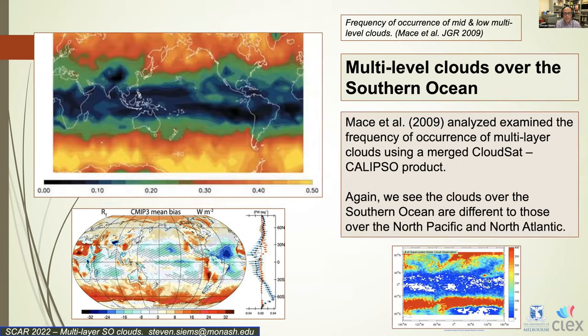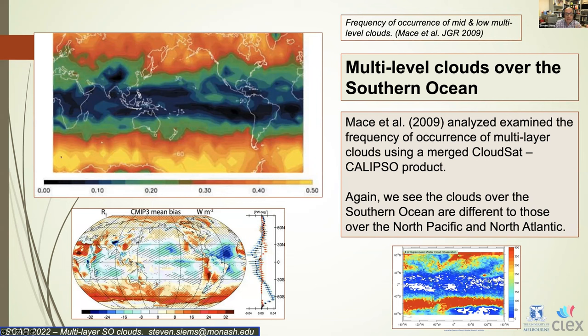We're interested in looking differently at this. We're interested in the cloud macrophysics. We're trying to see how the Southern Ocean is different from the Northern Hemisphere. This is also an image that came out of the A-Train satellites, by Jay Mace in 2009. It's looking at multi-layer cloud structure from its merged CloudSat CALIPSO product, for low and mid-level clouds. This image too suggests that the Southern Ocean is vastly different from the North Pacific and the North Atlantic.